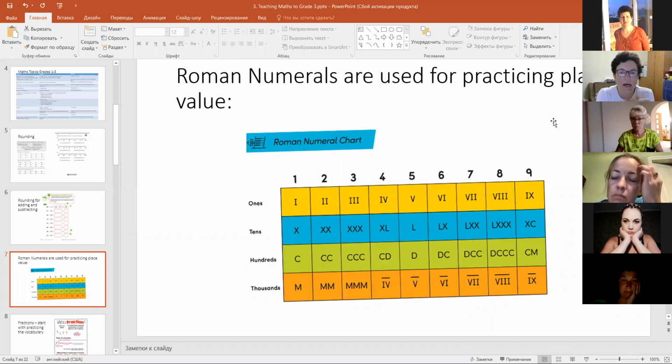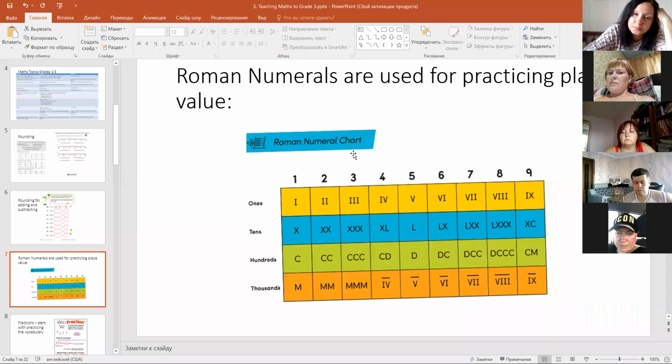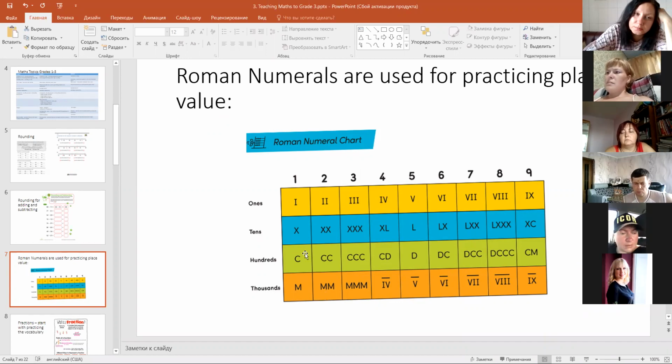Yeah? So what we can do with Roman numerals, we can think of ones, tens, hundreds, and thousands. And interestingly, this is the moment of the junction. This is the moment when Roman numerals help us understand the place value. So we can see that using Roman numerals, we can talk about thousands, hundreds, tens, and ones.